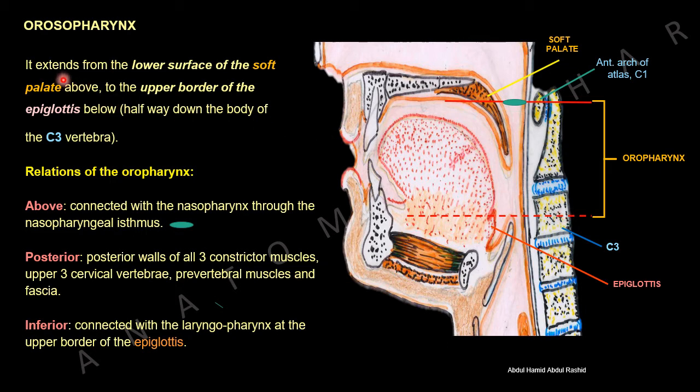Let's talk about the extent of the oropharynx. The oropharynx extends from the lower surface of the soft palate above, that is at the level of the anterior arch of the atlas, first cervical vertebra, and inferiorly it is at the level of the upper border of the epiglottis, which is halfway down the third cervical vertebra.